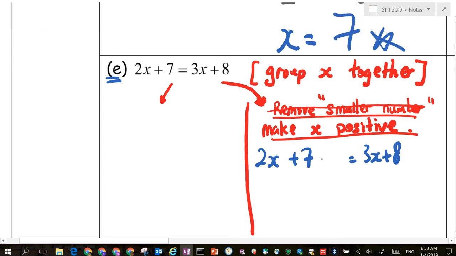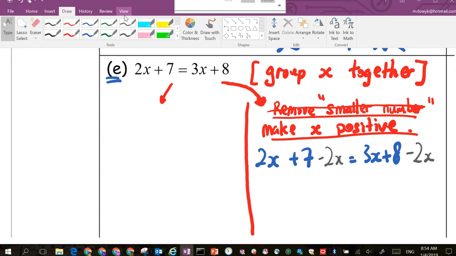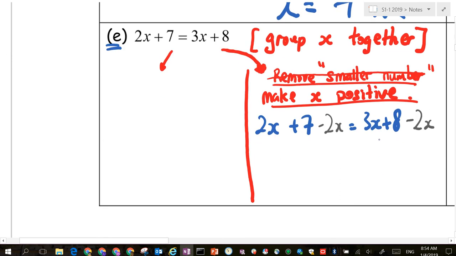Now let me try. Jiajun, what is 2x minus 2x? 0. 2x minus 2x is 0. Abhishek, what is 3x minus 2x? 1x. So can you write down? This is 1x plus 8. And Jiajun said 2x minus 2x is 0. So on this side only left with 7.